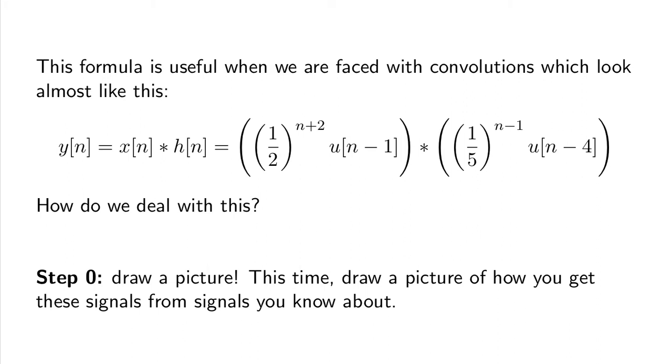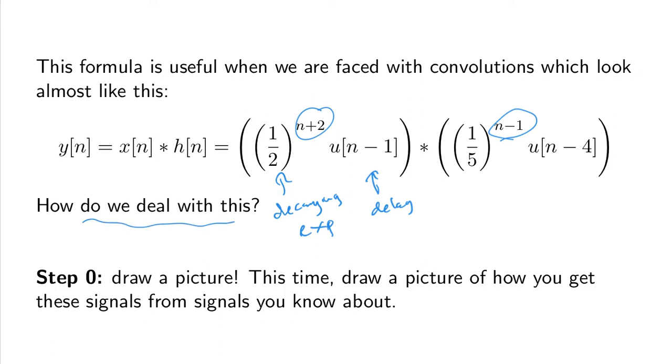It's very useful when we're faced with convolutions which look something like this: you have a decaying exponential, and you have some delay, and maybe you have this n plus 2, which is not quite equal to n, and this n minus 1, which is not equal to n. So the question is, how do you deal with these types of convolutions?